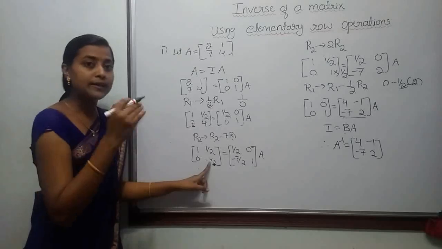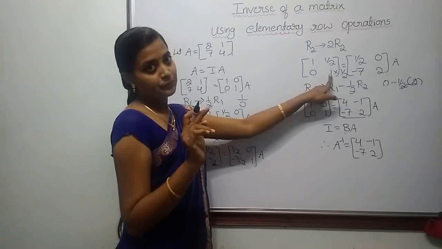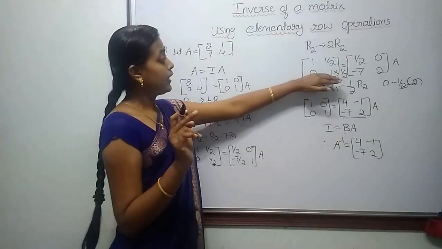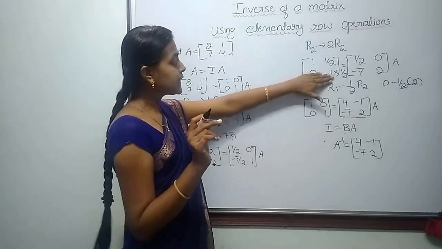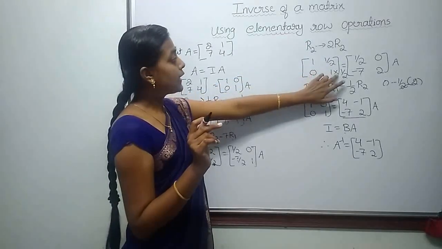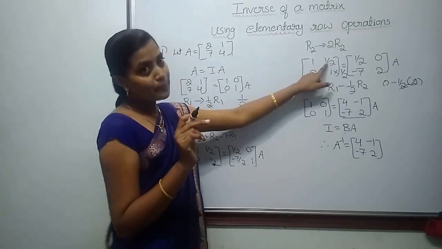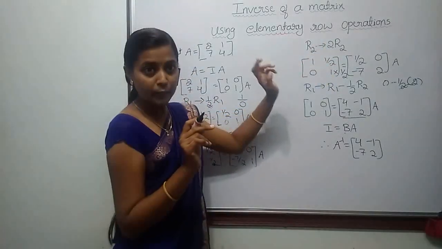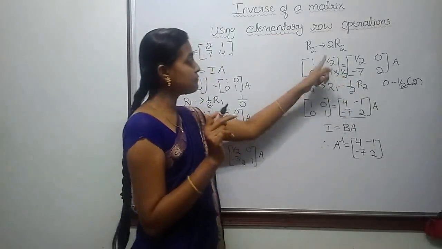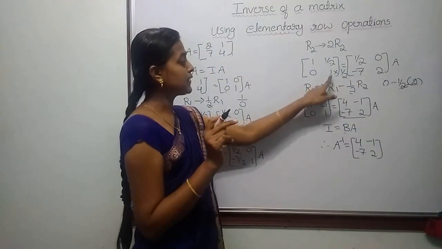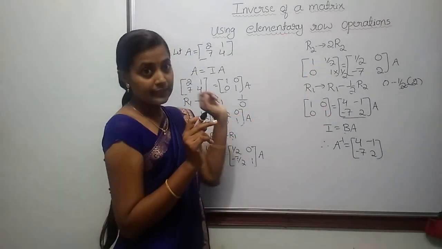Multiplying a value or a number by its reciprocal gives us 1. Then this will become 1. After making this 1, using this row, reduce this element to 0. How do you reduce? Multiply the second row by the value of this element. Here, the element lying in the first row, second column is 1 by 2. Multiply 1 by 2 to the second row and subtract this from the first row. You will get this element reduced to 0. This is the method.